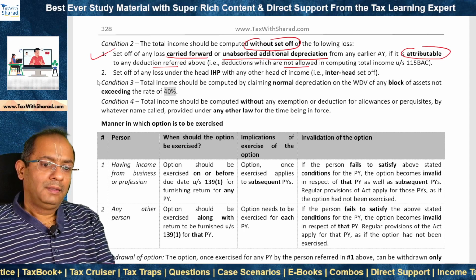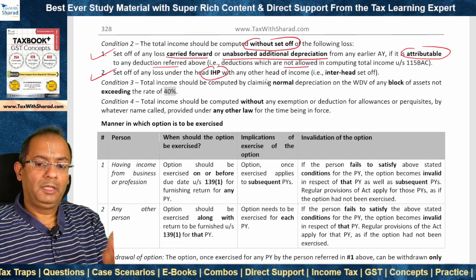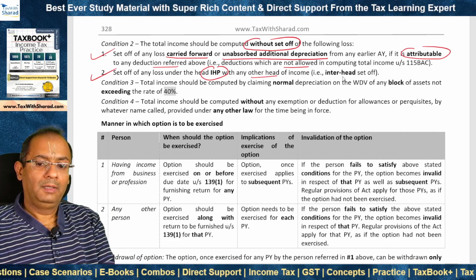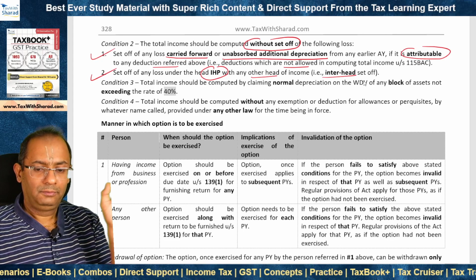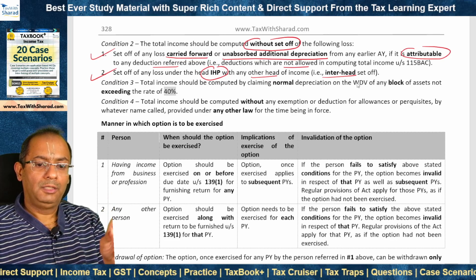Correct? Second, set off of any loss under the head income from house property is not allowed with any other head of income. That means inter-head set off. Inter-head set off of loss under the head income from house property is not allowed.